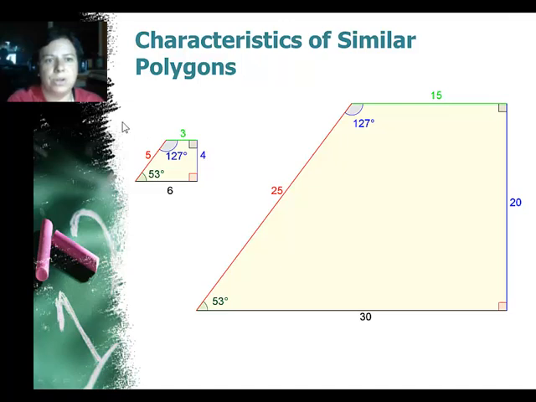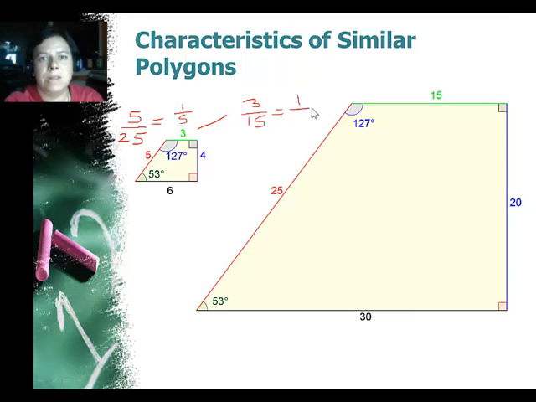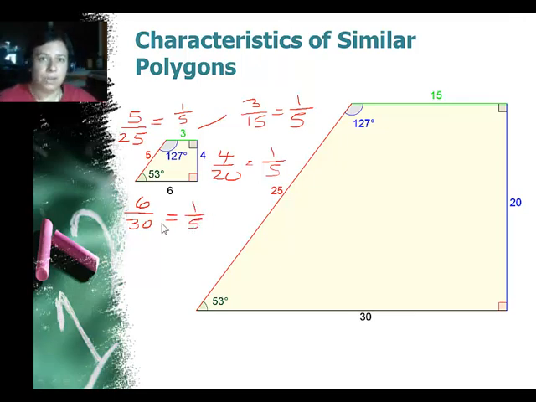So I'm going to make a ratio, and for this instance, I'm going to put the smaller one, the first one, over the second one. 5 over 25 is 1/5. The green, 3 over 15 is 1/5. 4 over 20 is 1/5. And 6 over 30 is also 1/5. So the ratios of all the corresponding sides are equal.